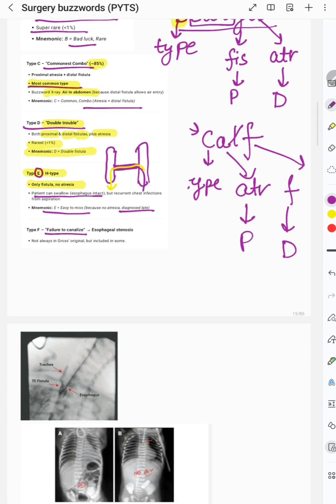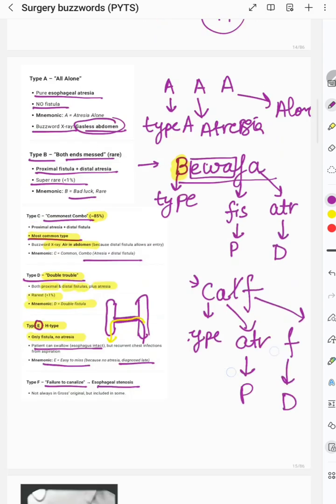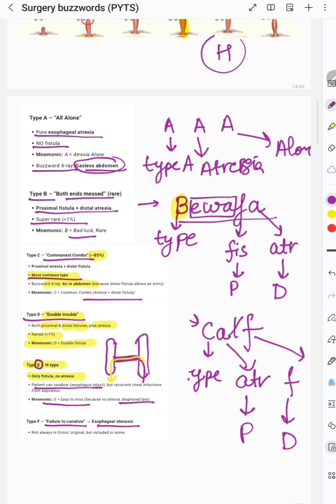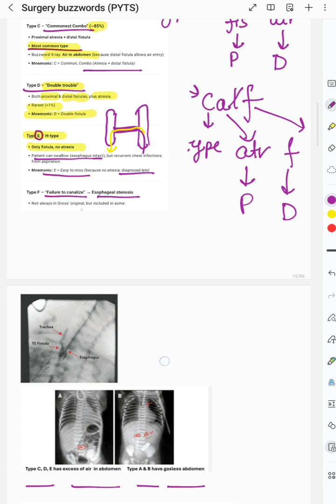And type F, failure to what? Canalize. There will be esophageal stenosis. This we have to remember.